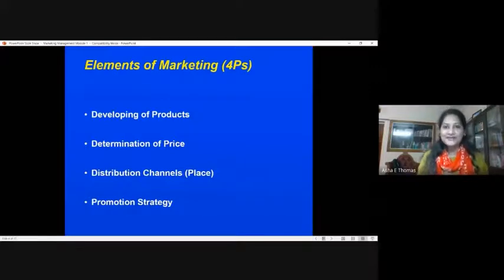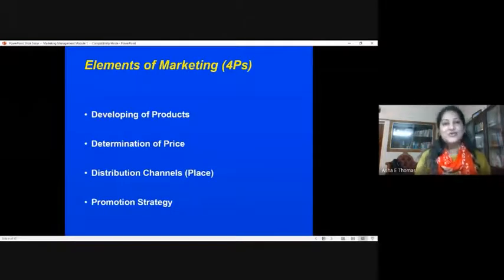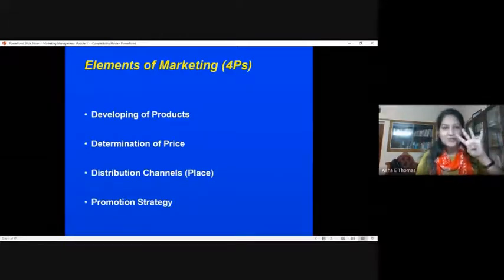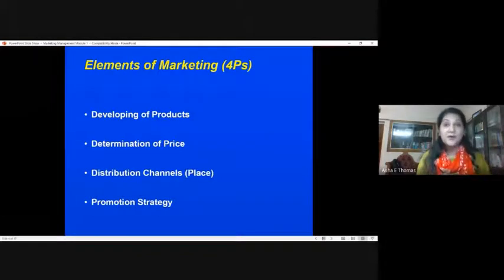So how does a company plan? What are the factors that will be considered by a company when they think of launching a product? All that would be brought under the fourth P, which we are going to learn in detail, which would be promotion strategy. So these are the four P's, or as we call them, elements of marketing, which will be the major part of our discussion in this semester.